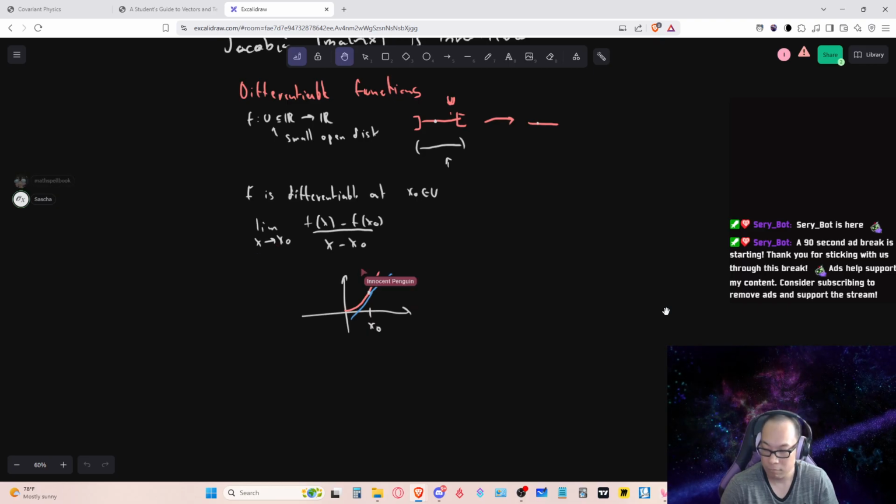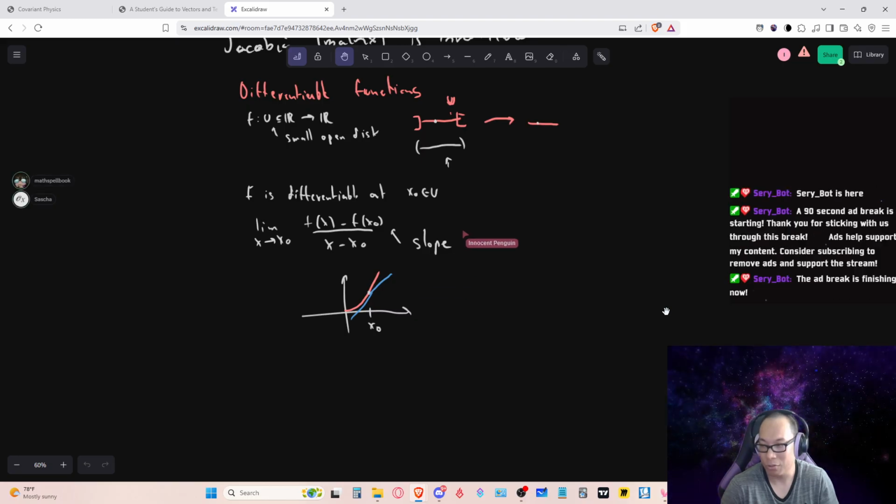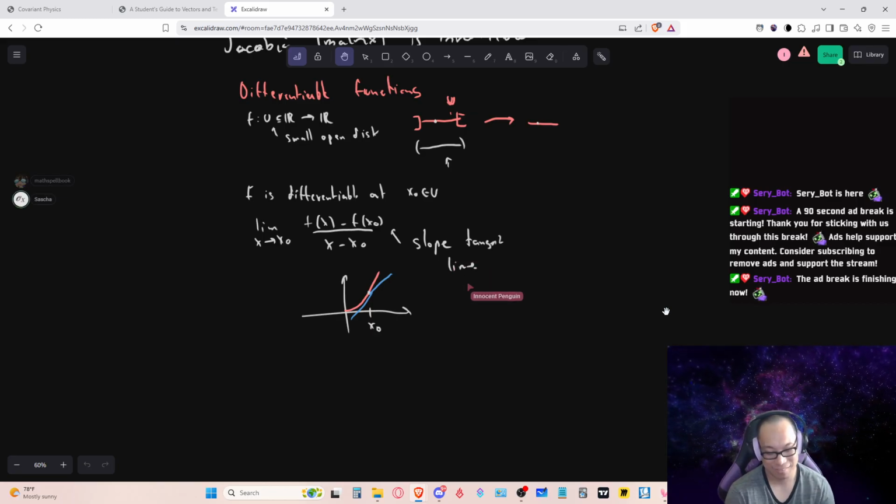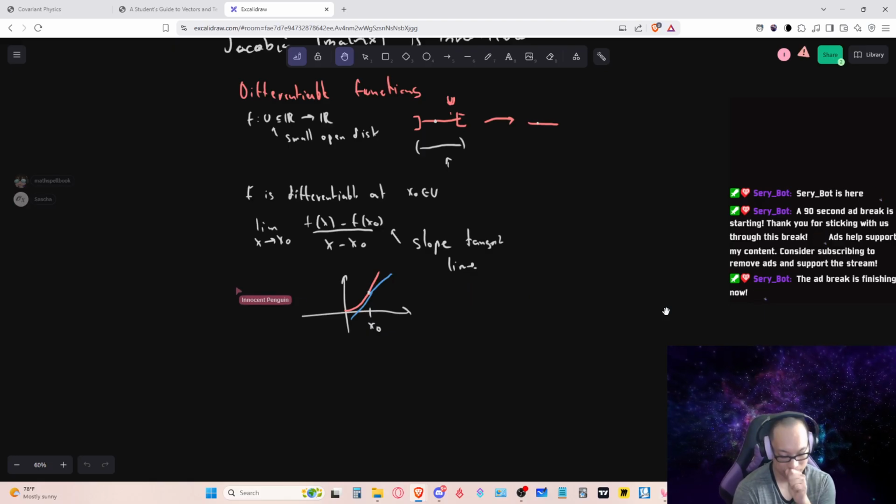And what is this quantity representing? It's representing the slope. And I'm pretty sure all of you are so used to slope from algebra, if you've taken algebra before. Okay. And now the question is, how do we extend to higher dimension?